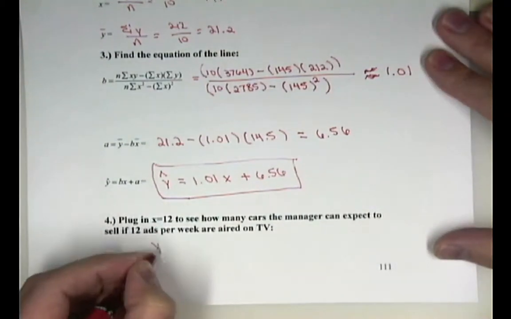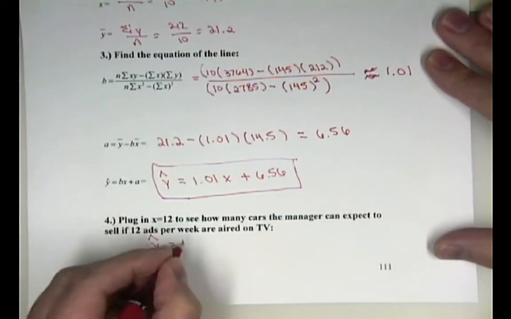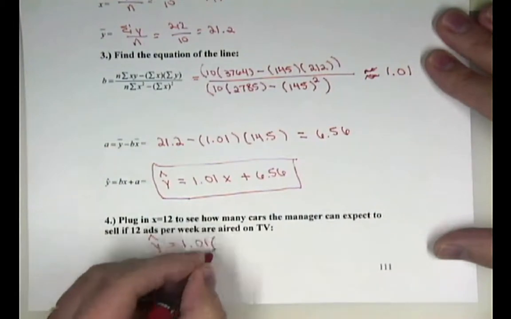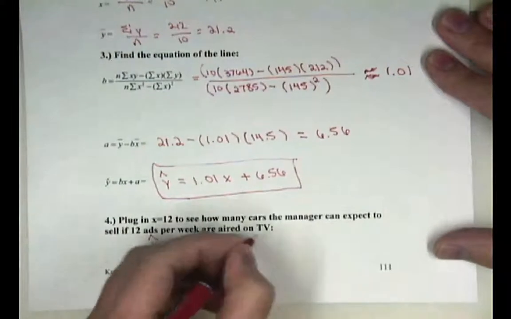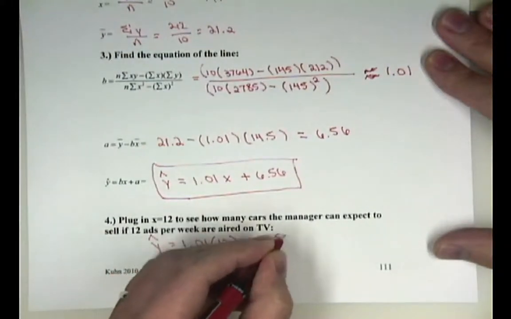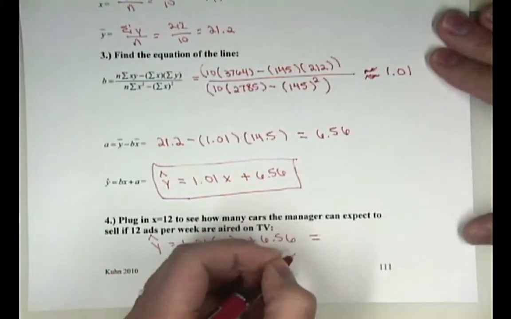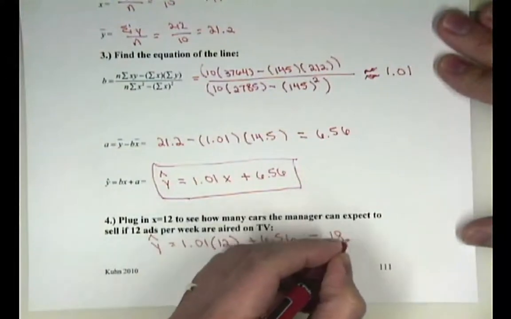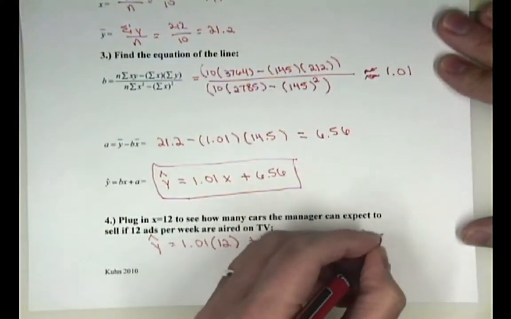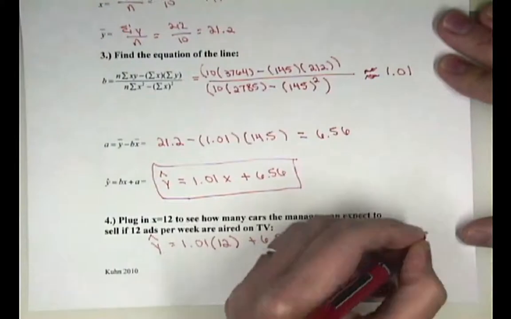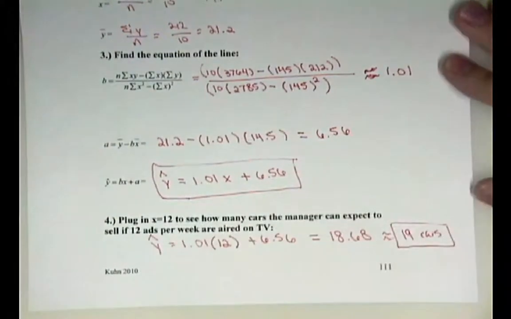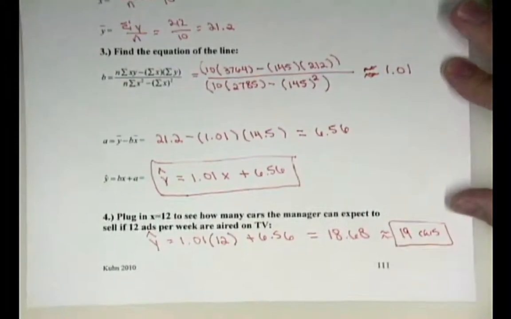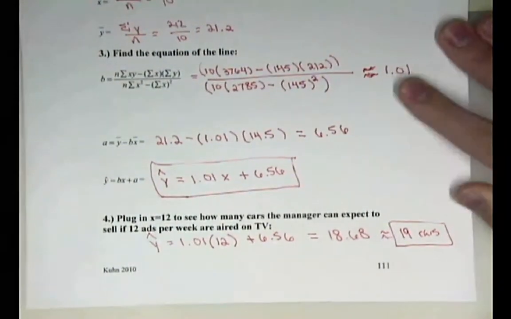We're going to use the equation y hat, this is the number of cars, equals 1.01, and they're running 12 ads, so x is 12, close parenthesis, plus 6.56. What does that equal? Well, it equals 18.68, but we're going to round to 19 cars. So if he runs 12 ads by this model, you can expect to sell 19 cars.